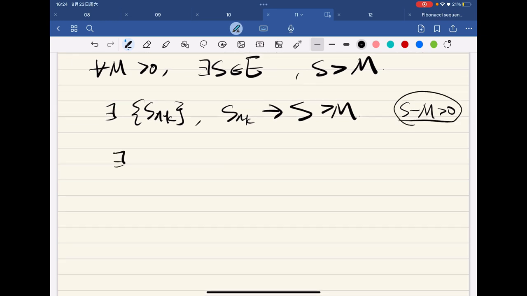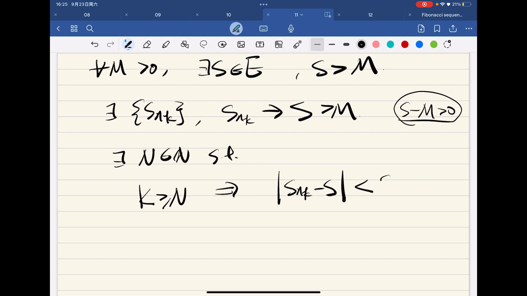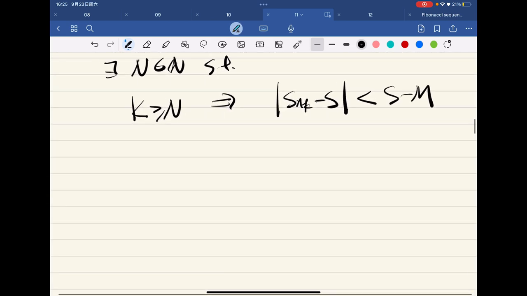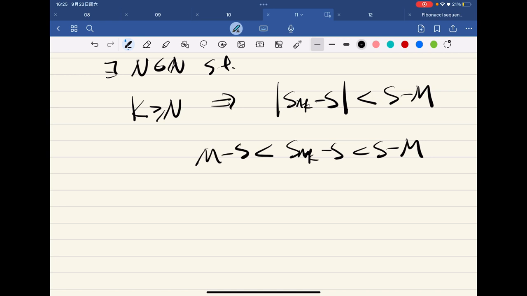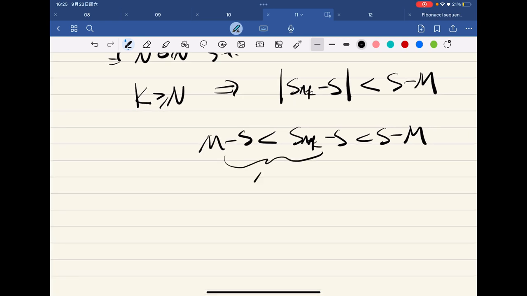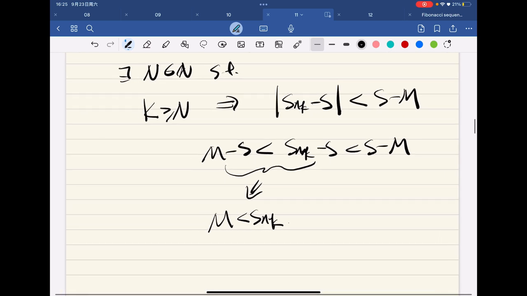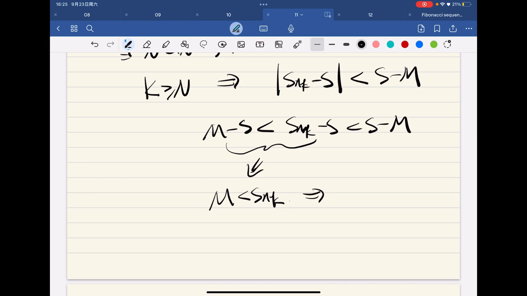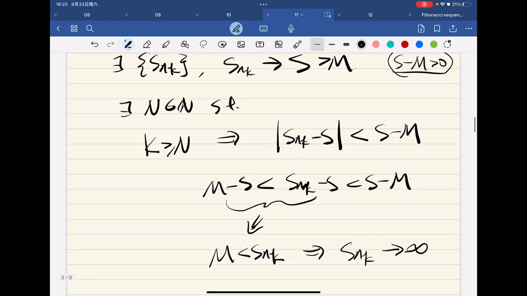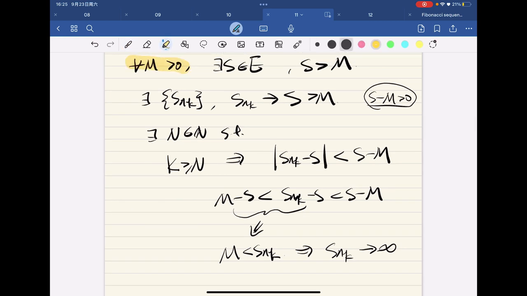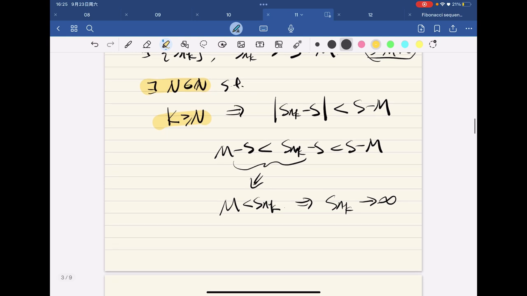For this, there exists N such that k greater than or equal to N implies that |s_{n_k} minus s| is less than s minus M. Right, which means that M minus s is less than s_{n_k} minus s, and this implies that s_{n_k} is greater than M. And this shows that s_{n_k} goes to infinity, because for any M greater than 0, there exists N such that for k greater than N, s_{n_k} is greater than M. So it diverges to infinity, right?